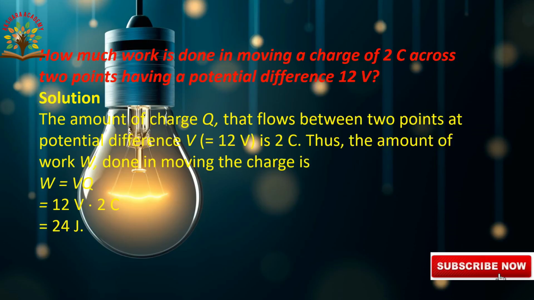So the amount of work done in moving a charge of 2 coulombs across 2 points having a potential difference of 12 volts is 24 joules. In this session, we discussed potential difference and electric potential, and problems based on calculating electric current, potential difference and work done, and regarding ammeter, voltmeter and volt, 1 ampere electric current and electric circuit. Okay. Thanks for watching this video.